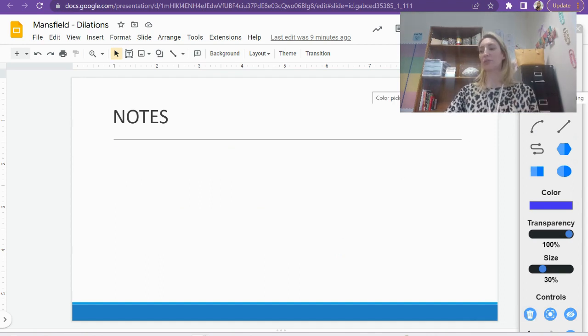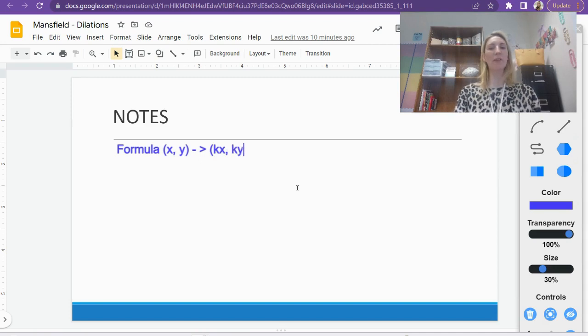Next part, I want to give you the formula we are going to use. So please write that on your notes. The formula we are going to use is if you have an X and a Y, then it means that we're going to have to multiply by the scale factor. So kx, ky. Every time that there are no symbols between two letters or a number and the letter, it means that they are multiplying, right?